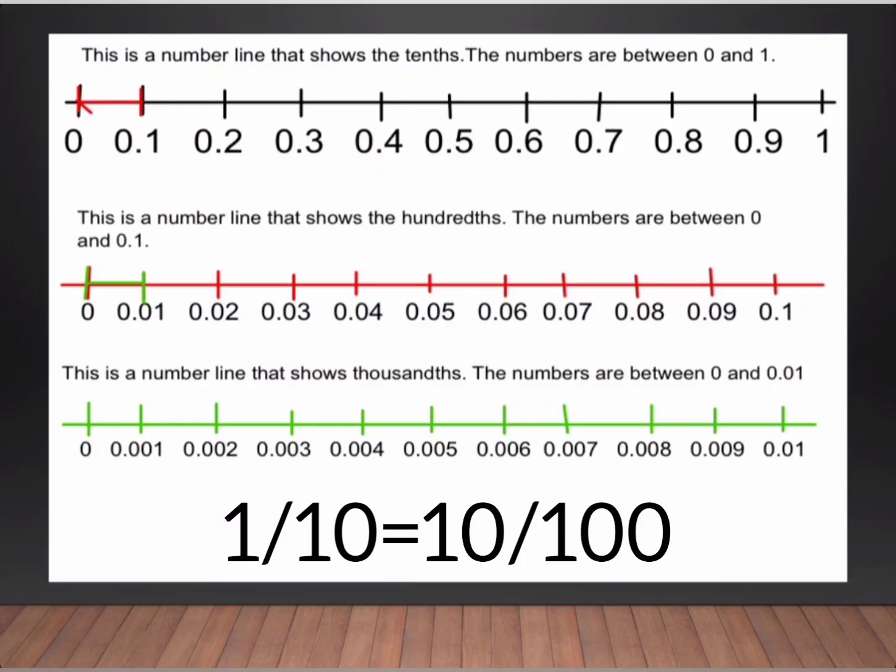So here the first one is a number line that shows the tenths. The numbers are between 0 and 1. Before this, the first number line would be the whole number line, which is more like a scale. 0.1 is also marked as 1/10, 2/10, 3/10, 4/10, 5/10, etc., 9/10, and finally 10/10 equals 1. In the same way, the hundredths number line shows the numbers between 0 and 0.1, or 0 and 1/10. The final number line shows thousandths. The numbers are between 0 and 1/100 or 0 and 0.01, and this is how the pattern goes.